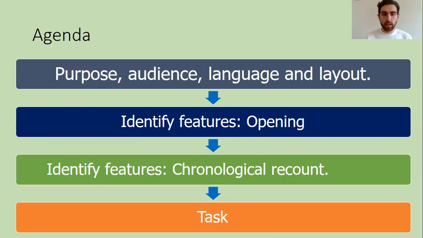Okay, lastly, the agenda for today was to look at the purpose, audience, language, and layout of a newspaper report. We've identified the features of an opening paragraph and the chronological recount paragraph, and now it's time for you to complete your independent task. Retrieve all that learning from today and see what you can remember. If you can't remember anything, you can just rewind the recording and remind yourself. Super.